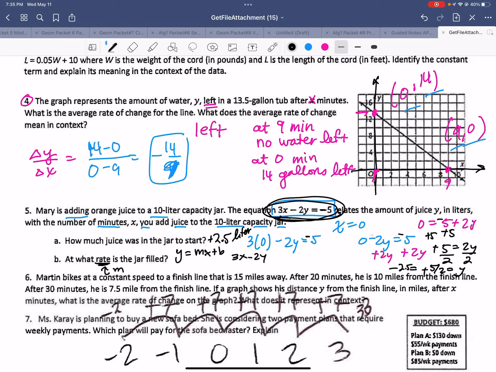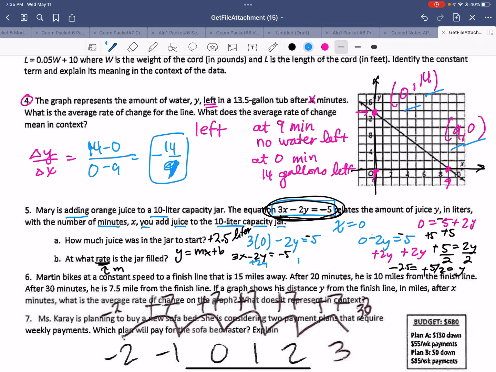So 3x minus 2y equals negative 5. If we add 2y on both sides, we get 3x minus 5 plus 2 times y. And then if we add 5 on both sides, we get 2y equals 3x plus 5. So if we divide by 2 on each term, we get our slope. So it says, what is the rate? 3 halves, or 1.5. So it's 1.5 liters per minute, right? That's our rate.